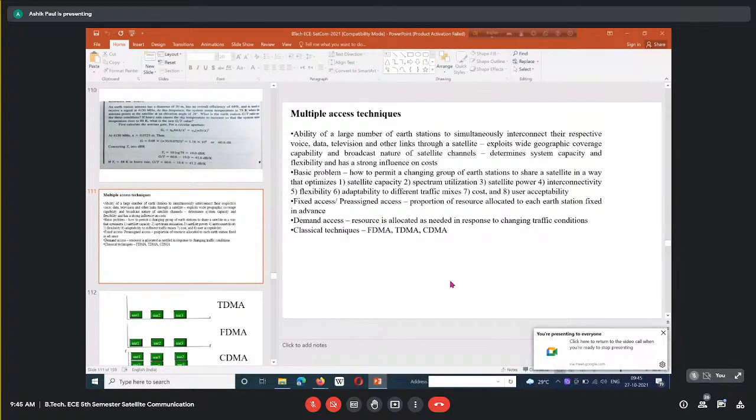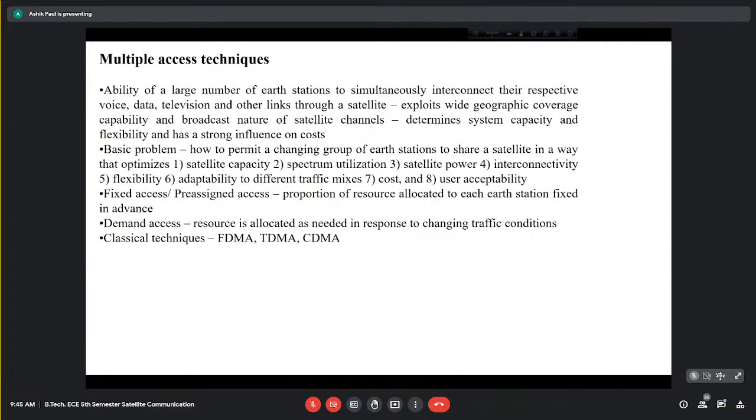Okay, so moving ahead, I hope you will be able to solve that problem. It's nothing difficult, only putting the values, and the value of the G by T ratio will be around that 40 to 45, that range, dB per Kelvin.